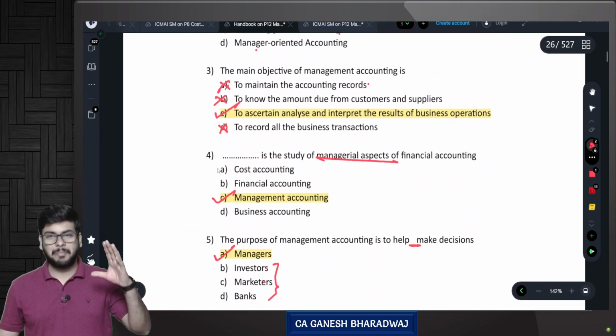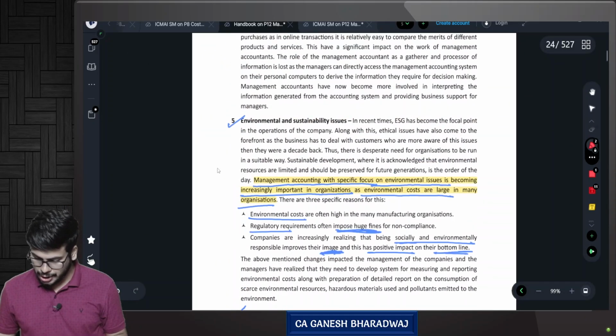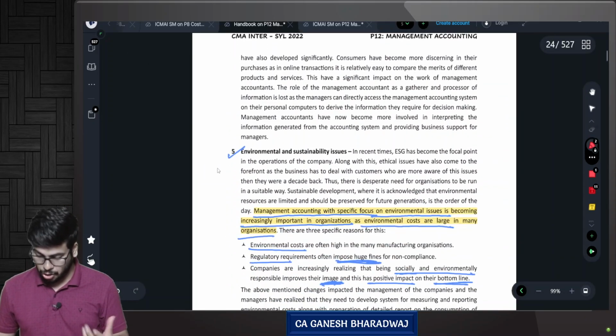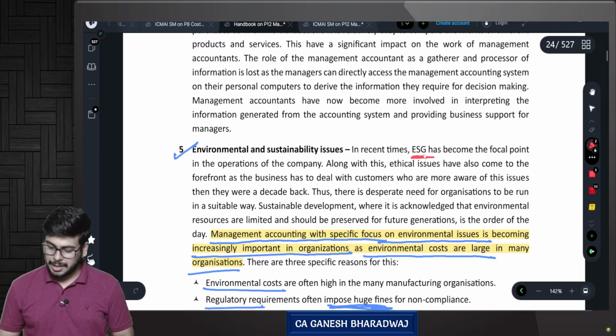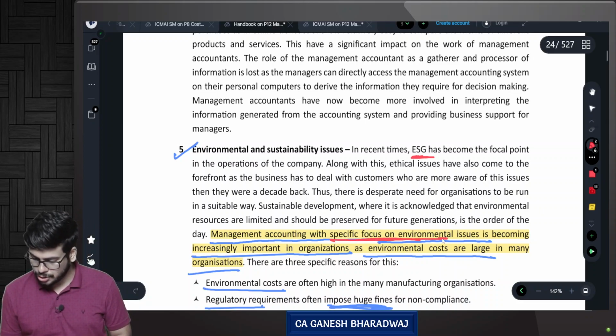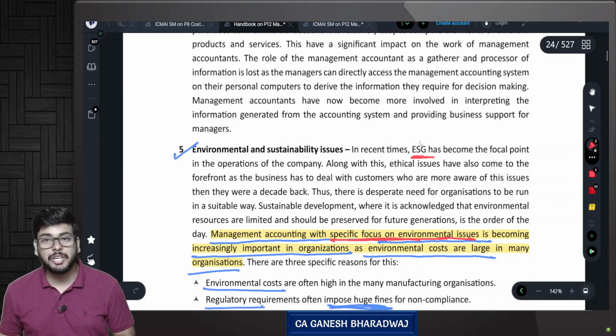ESGs, I told you in one part, where it is not just about making money. You also need to be very environment conscious. Look at this. Sustainability issues. Look at this. ESG has become the focal point in the operations of companies. Basically, this is a specific focus on environmental issues. It is becoming increasingly important. So what do you mean by ESG?